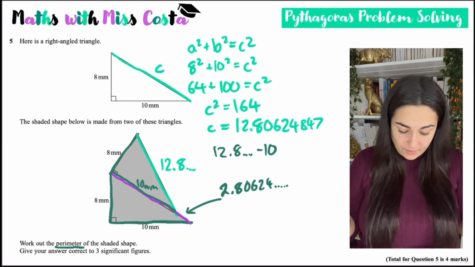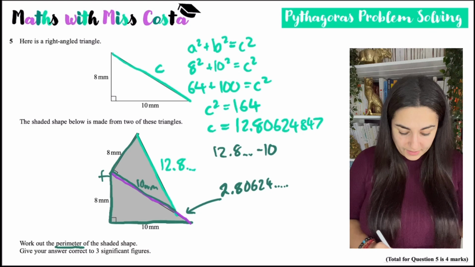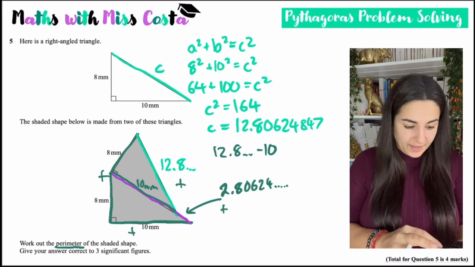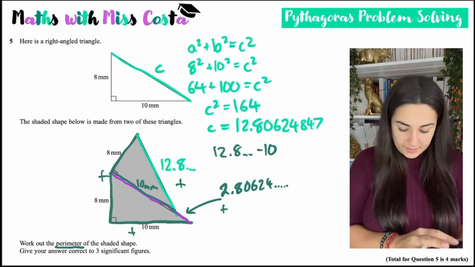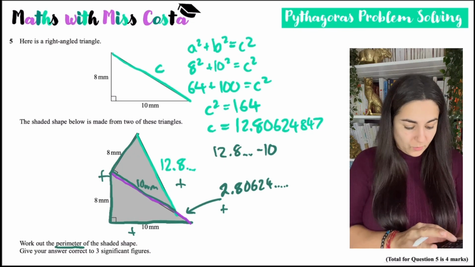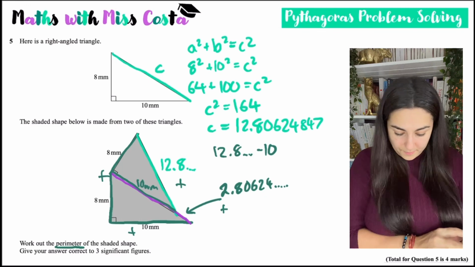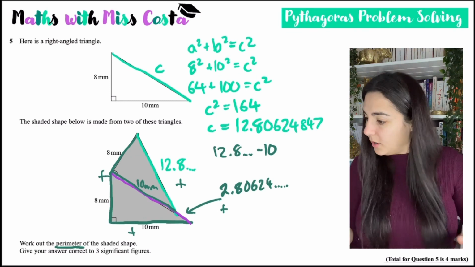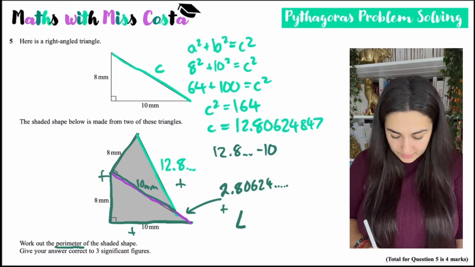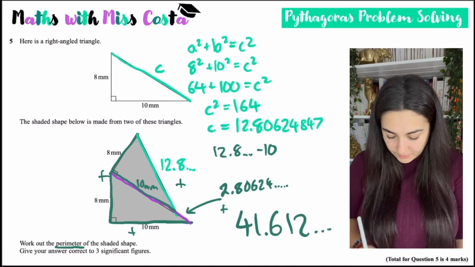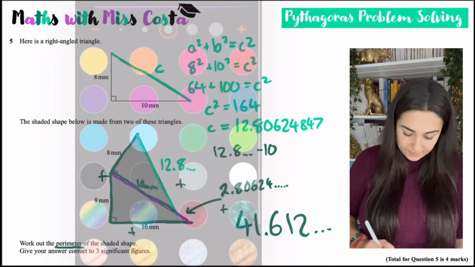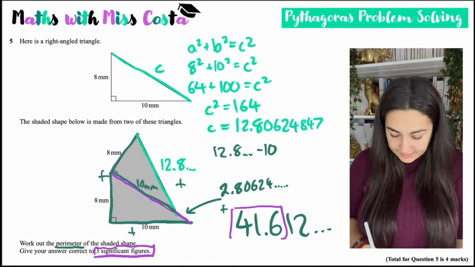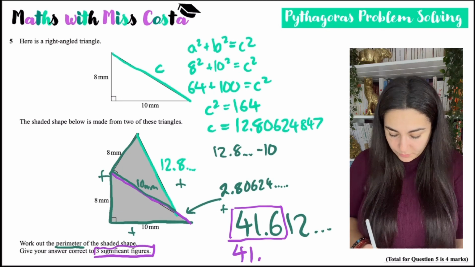Okay, so to work out the perimeter, I have to do 8 plus 8 plus 10 plus 2.8 plus 12.8. So let's do that. 12.8 plus 2.80624847 plus 8 plus 8 plus 10 would give me 41.612. And they have said to give it correct to 3 significant figures. So 3 significant figures, I would say that is 41.6.